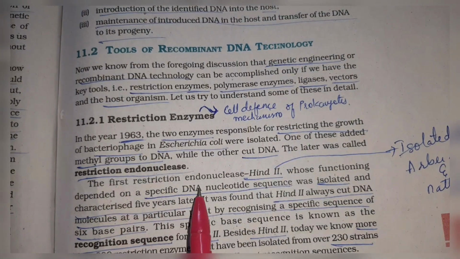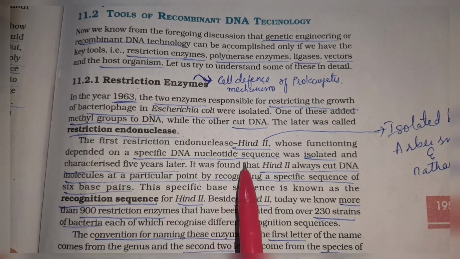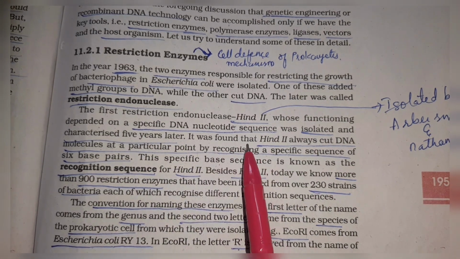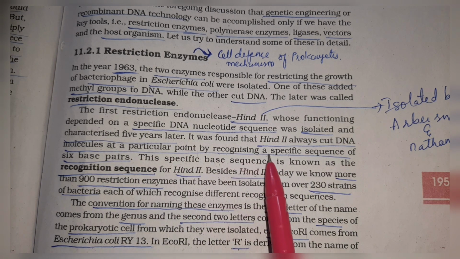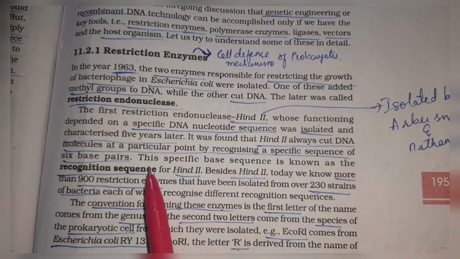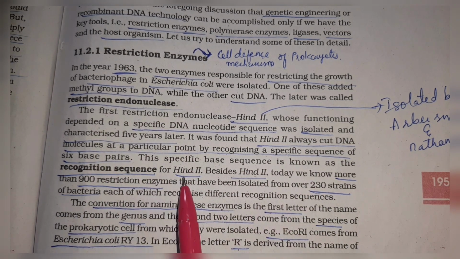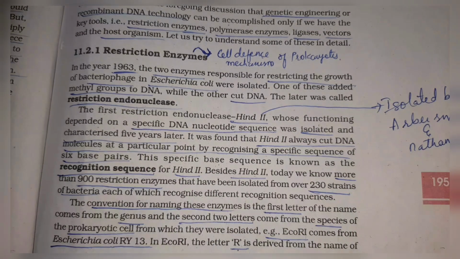The first restriction endonuclease, HindII, whose functioning depended on a specific DNA nucleotide sequence, was isolated and characterized 5 years later. It was found that HindII always cut DNA molecules at a particular point of recognition, a specific sequence of 6 base pairs. This specific sequence is known as the recognition sequence for HindII. Besides HindII, today we know more than 900 restriction enzymes that have been isolated from over 230 strains of bacteria, each of which recognizes a different recognition sequence.